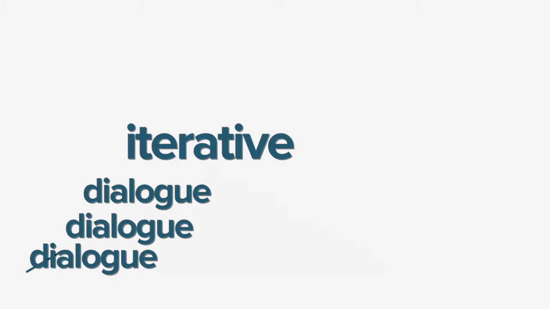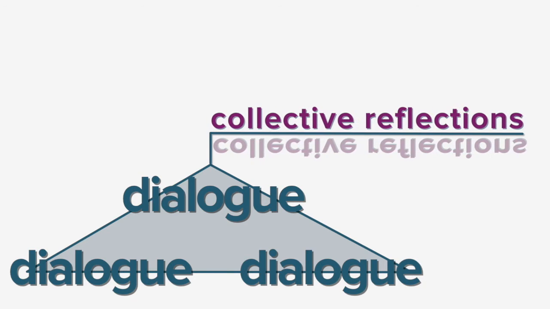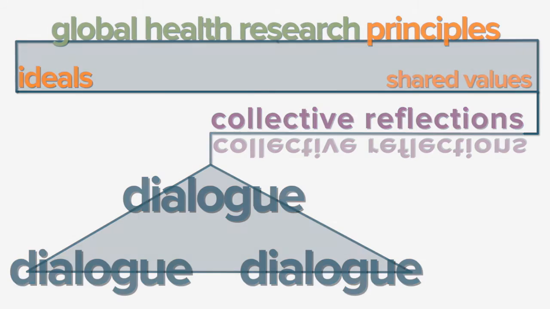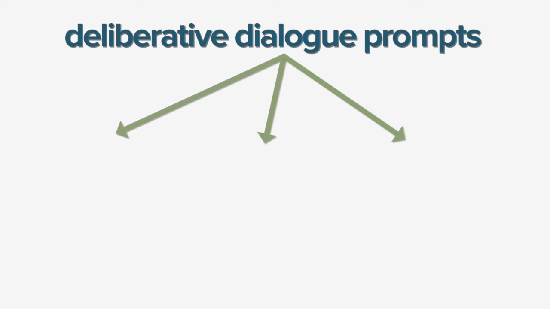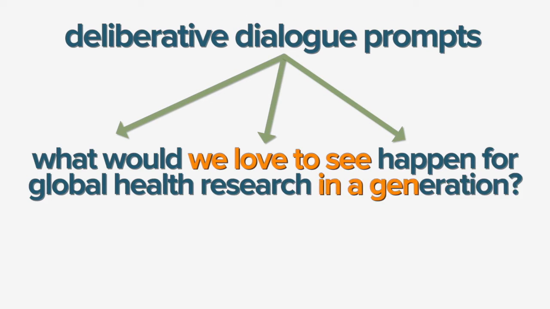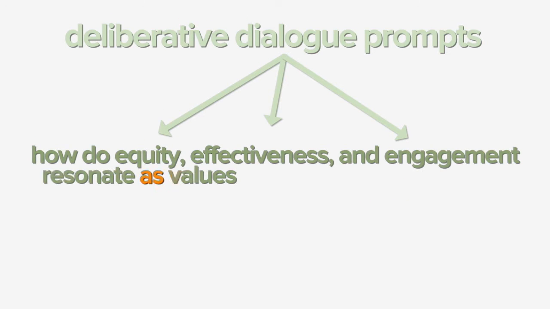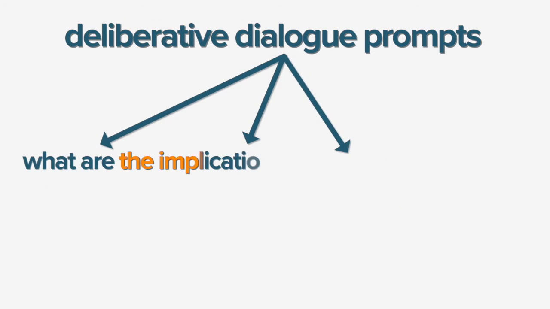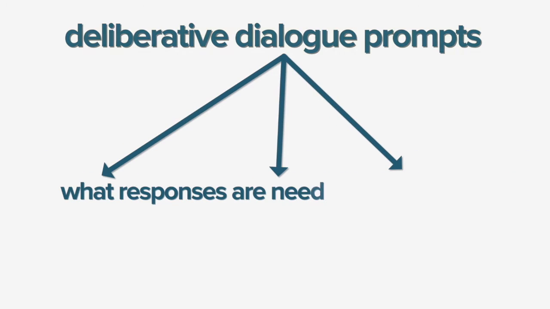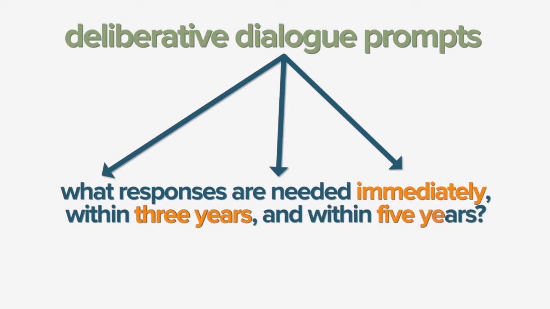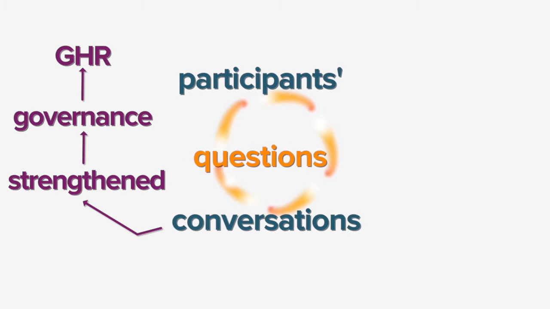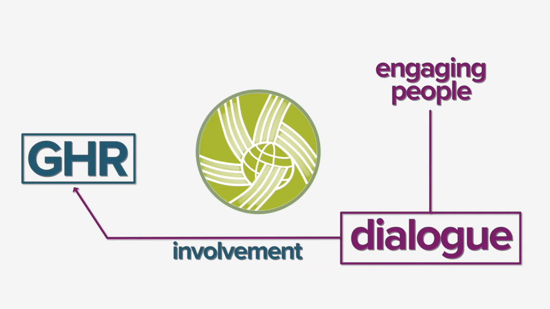These dialogues were iterative, building on each other to effectively extend our collective reflections on shared values and ideals that could serve as the foundation for global health research principles. In these dialogues, we prompted participants with questions. What would we love to see happen for global health research in a generation? How do equity, effectiveness, and engagement resonate as values in global health research? What do these look like in practice? What are the implications of study findings so far, and what responses are needed immediately, within 3 years, and within 5 years? Participants' conversations around these questions included a direct call for strengthened governance in global health research, inviting the CCGHR to continue engaging people in dialogue about involvement in global health research.